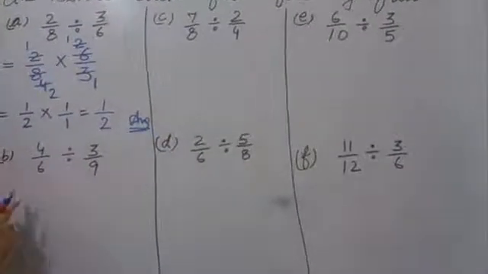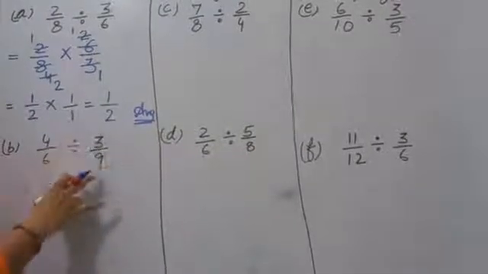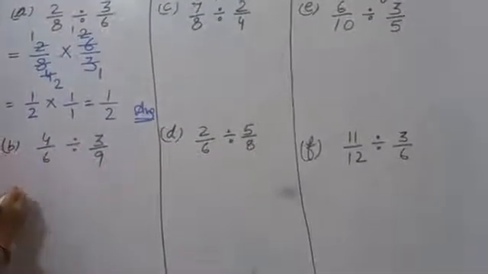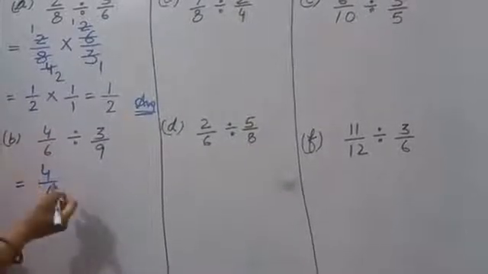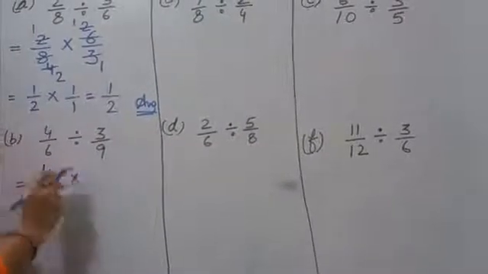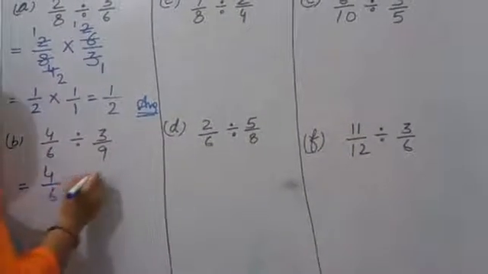Now it's B part. 4 upon 6 divided by 3 upon 9. So first of all 4 upon 6 as it is. Now divide will change into multiply. Now 3 upon 9, so its reciprocal is 9 upon 3.